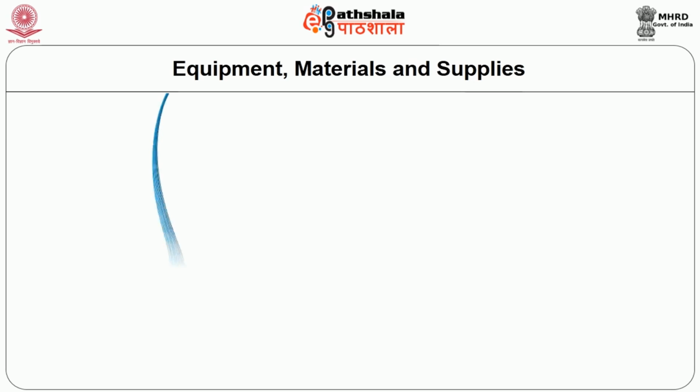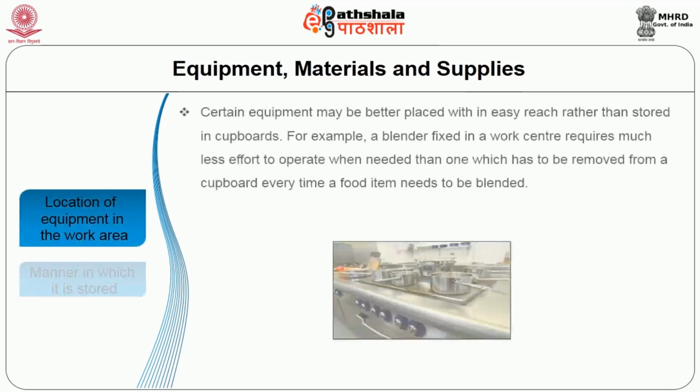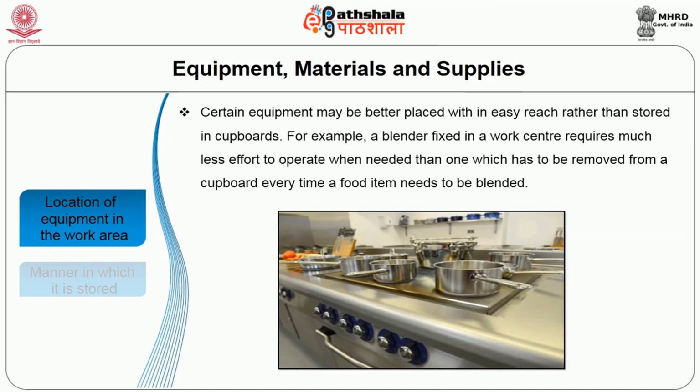Certain equipment may be better placed within easy reach rather than stored in the cupboards. For example, a blender fixed in a work center requires much less effort to operate when needed than one which has to be removed from a cupboard every time a food item needs to be blended.